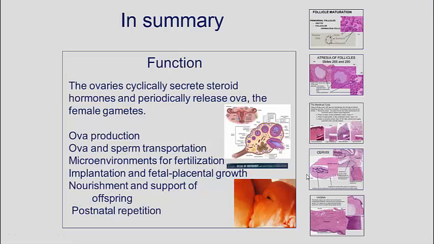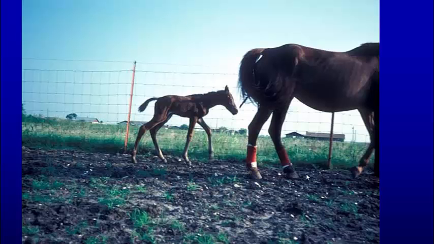So in summary, what the female does is very important in terms of contribution to reproduction. She produces ova, but also transports ova and sperm, provides the microenvironment for fertilization to occur, causes implantation, fetal and placental growth, nourishment of the offspring, and then repeats the whole thing again after pregnancy has occurred. And whenever fertilization of the egg occurs and gestation is complete, you end up with a good product on the ground.